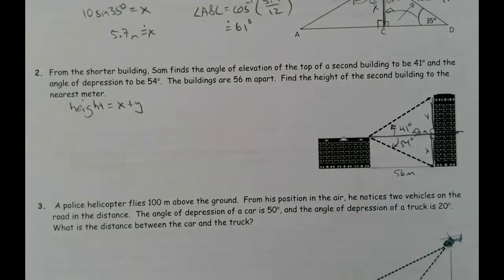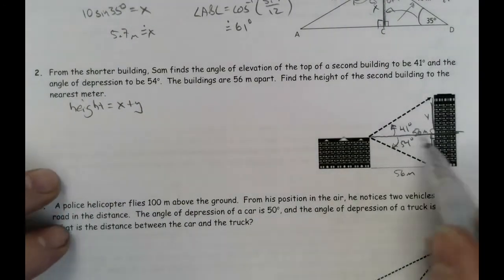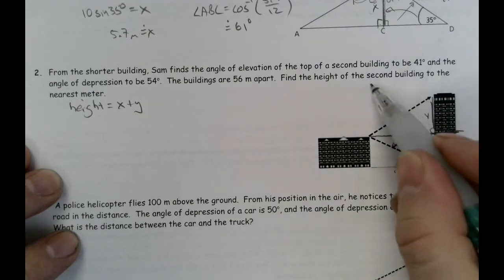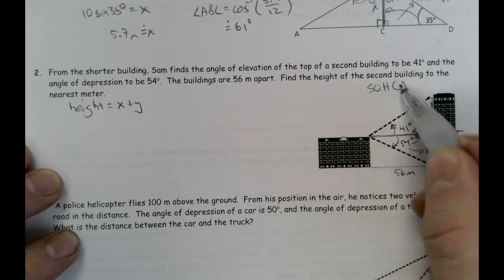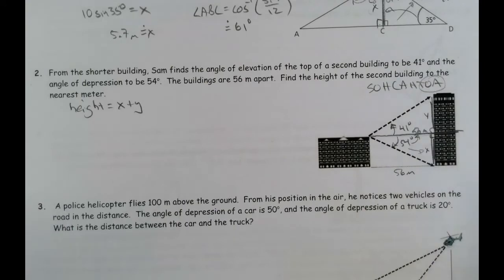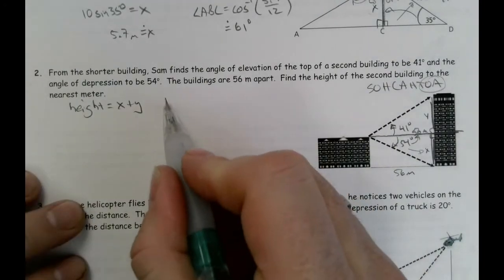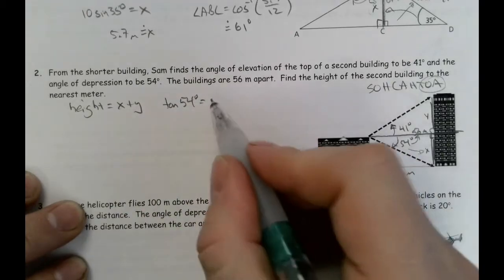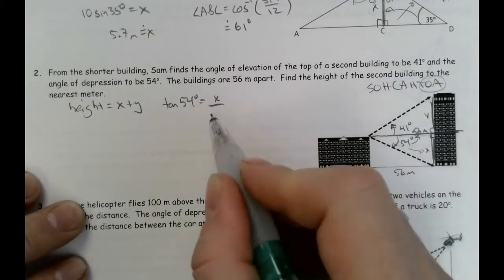So let's look at the bottom triangle first. Here's my reference angle. I have the adjacent, that 56, and what I'm looking for is the opposite. SOHCAHTOA. Which trig function puts opposite and adjacent together? Well, tangent. So the tangent of 54 degrees is going to equal the opposite, x, over the adjacent, 56.